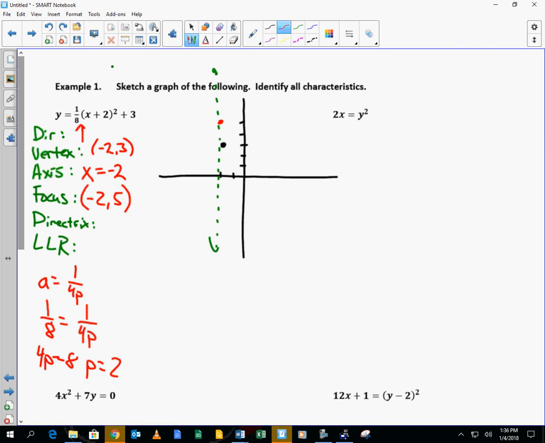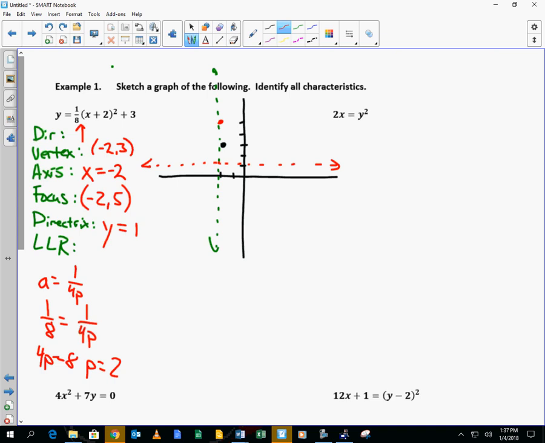For the directrix, I'm not going to go 2 units up. I move 2 units the other way. Is it a point or is it a line? It's a line. It always runs perpendicular to the axis of symmetry. I've drawn it. Let me name it. Is it x equals or y equals? y equals. What's the y value it goes through? 1.